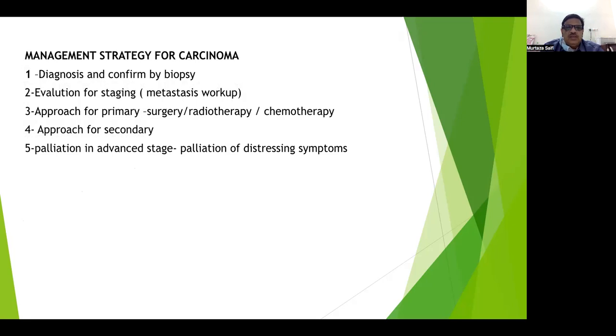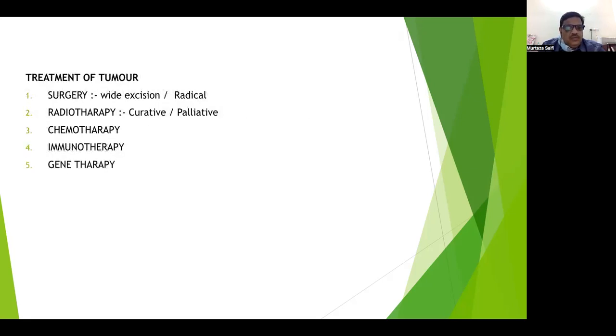Next is the management strategy for carcinoma. It is very important. If the patient has a carcinoma, what will you plan for the management? So, the plan of management strategy: first, we diagnose and confirm by biopsy. Second, evaluation of staging, metastatic workup. Third, our strategy will be approach for primary, like surgery or radiotherapy or chemotherapy. Fourth, approach for the secondary. Fifth strategy will be palliation in advanced stage, palliation of distressing symptoms. So this is the plan.